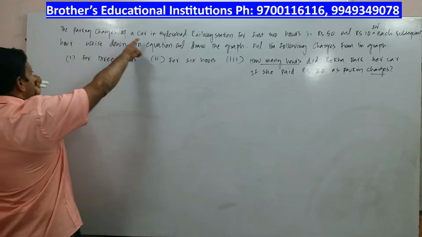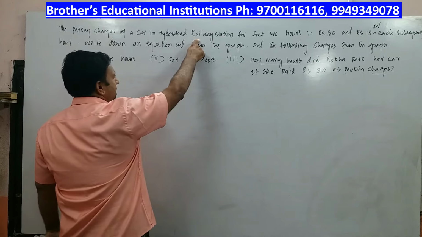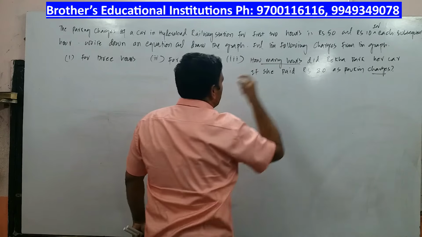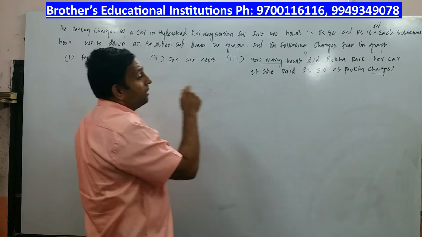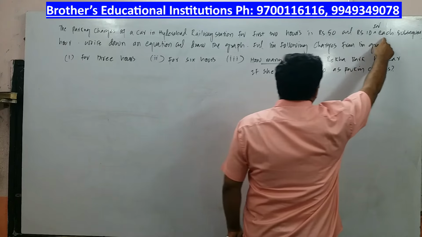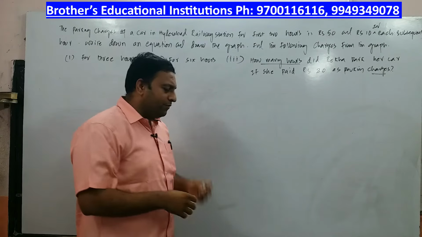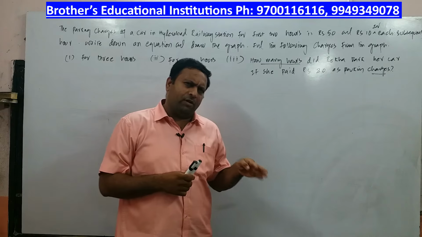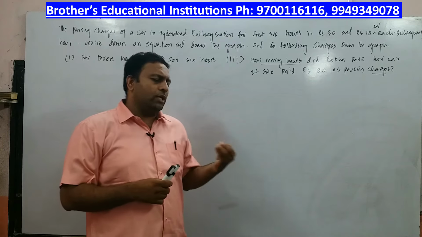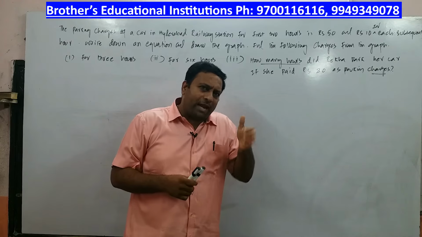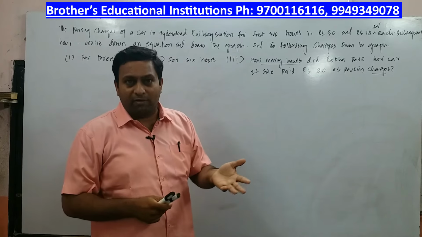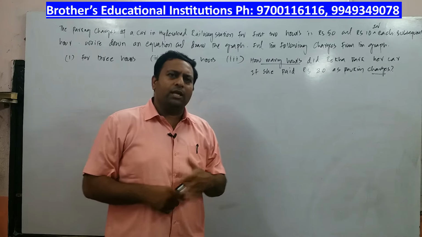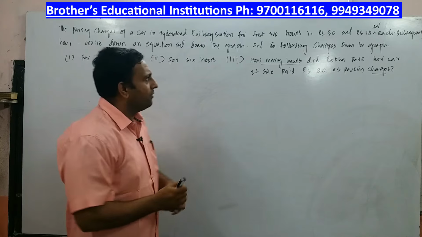The parking charges of a car in Hyderabad railway station for the first 2 hours is rupees 50 and rupees 10 for each subsequent hour. Means if you keep the vehicle for 1 hour, or 1.5 hour or up to 2 hours, you have to pay 50 rupees and 10 rupees extra for the additional 1 hour. If in case you are going for the third hour, you need to pay. So that is a relationship, that's a trick there.